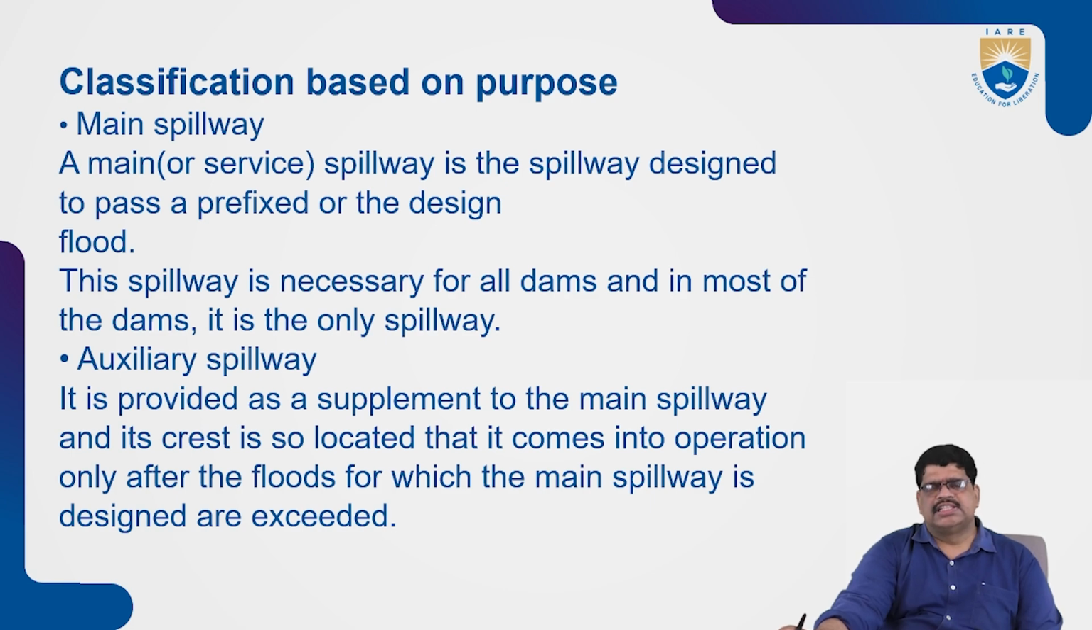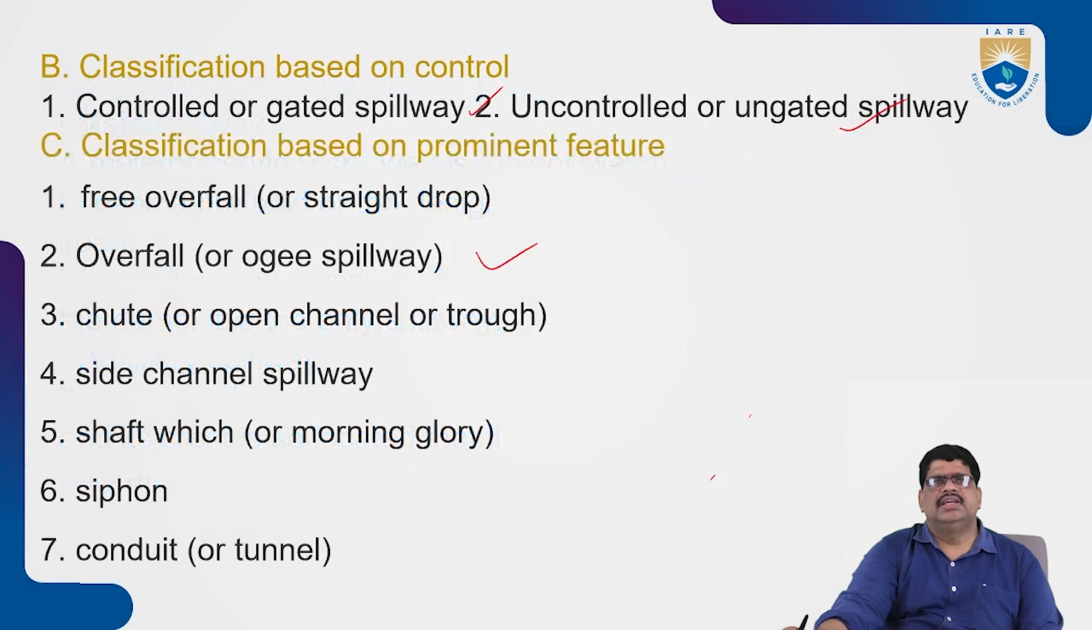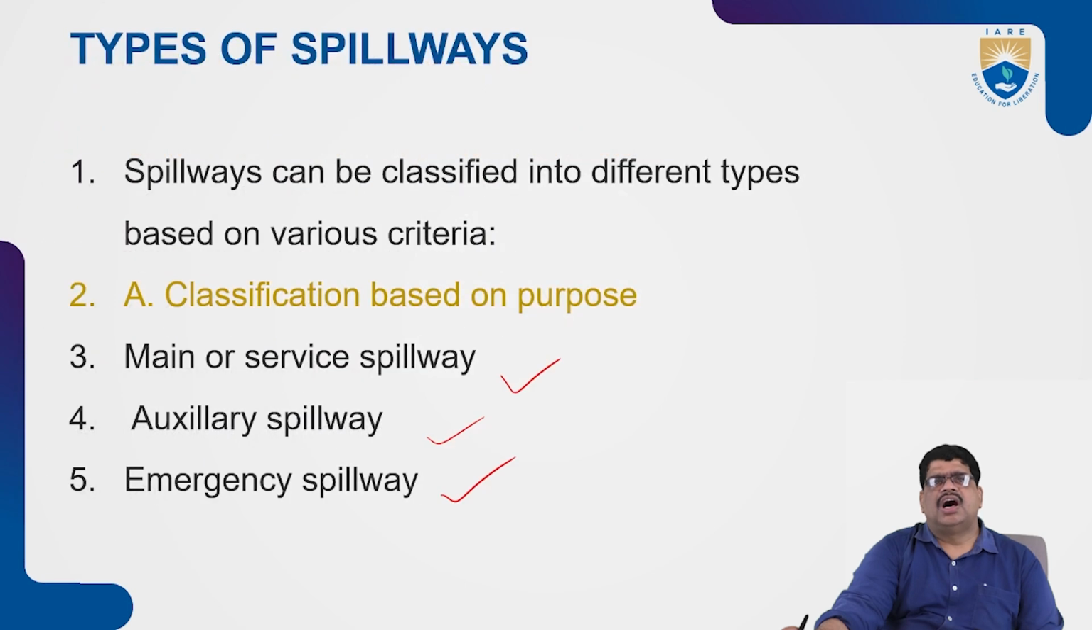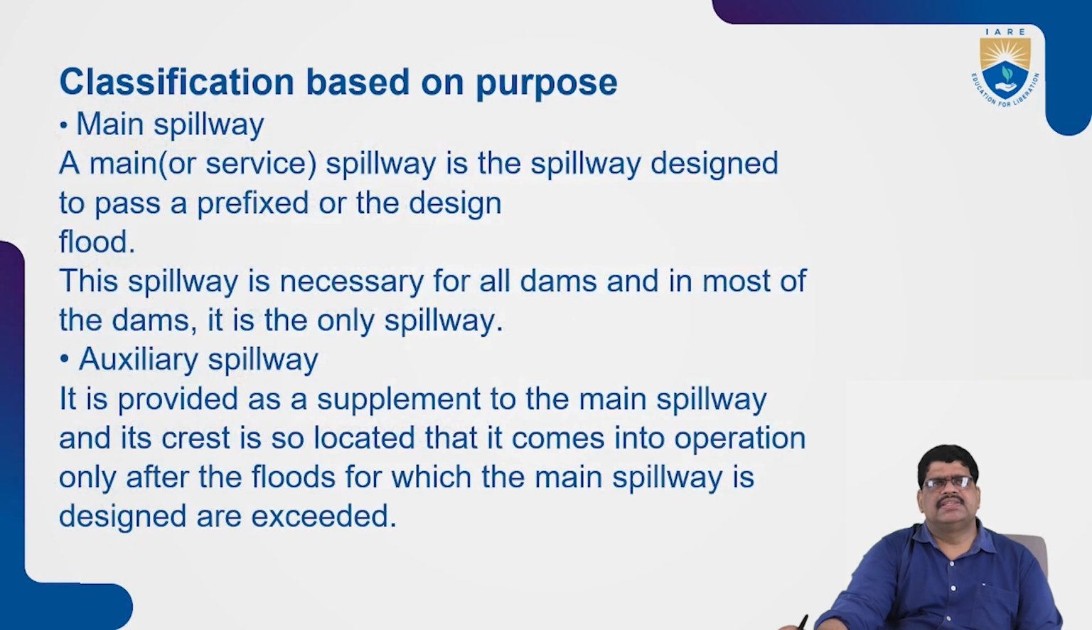Next, auxiliary spillway. The second one is the auxiliary spillway. The auxiliary spillway is provided as a supplement to the main spillway, and it comes into operation only after floods which the main spillway is designed for are exceeded. This is the second type.